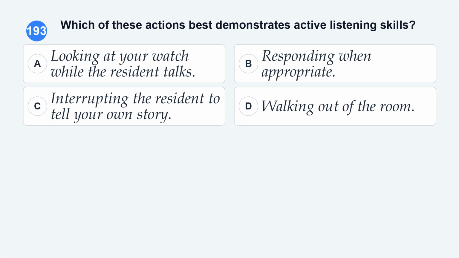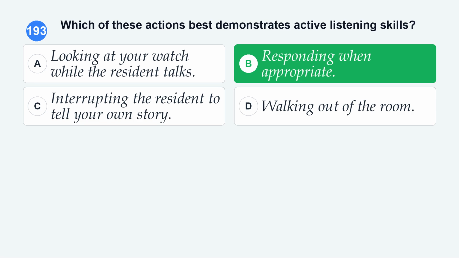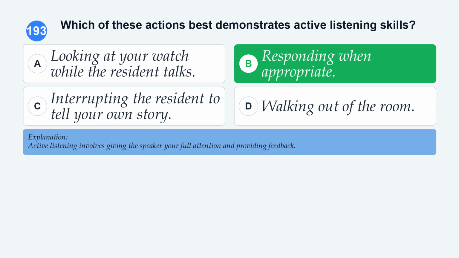Question 193. Which of these actions best demonstrates active listening skills? Option A, looking at your watch while the resident talks. Option B, responding when appropriate. Option C, interrupting the resident to tell your own story. Option D, walking out of the room. The correct answer is option B, responding when appropriate. Explanation. Active listening involves giving the speaker your full attention and providing feedback.